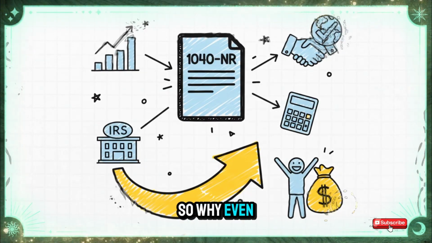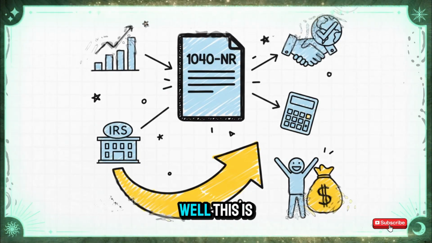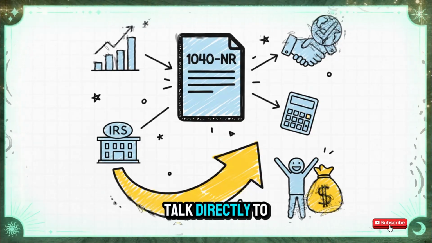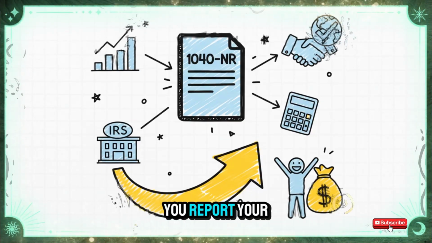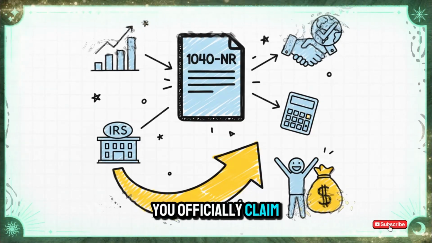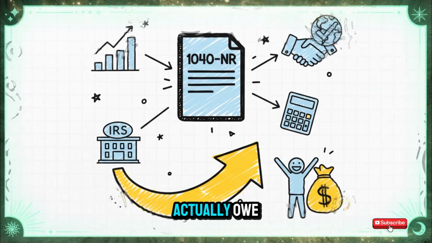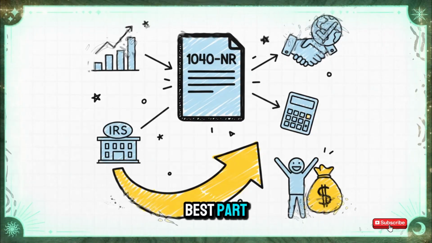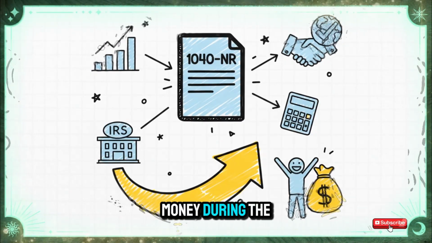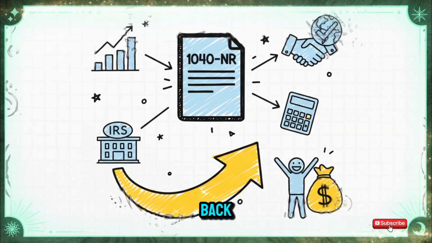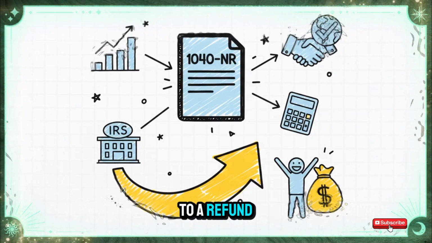So, why even bother filing? Well, this is your chance to talk directly to the IRS. You report your income, you officially claim your treaty benefits on the record, and you figure out what you actually owe. But here's the best part. If your school withheld too much money during the year, this is how you get it back. It's your path to a refund.